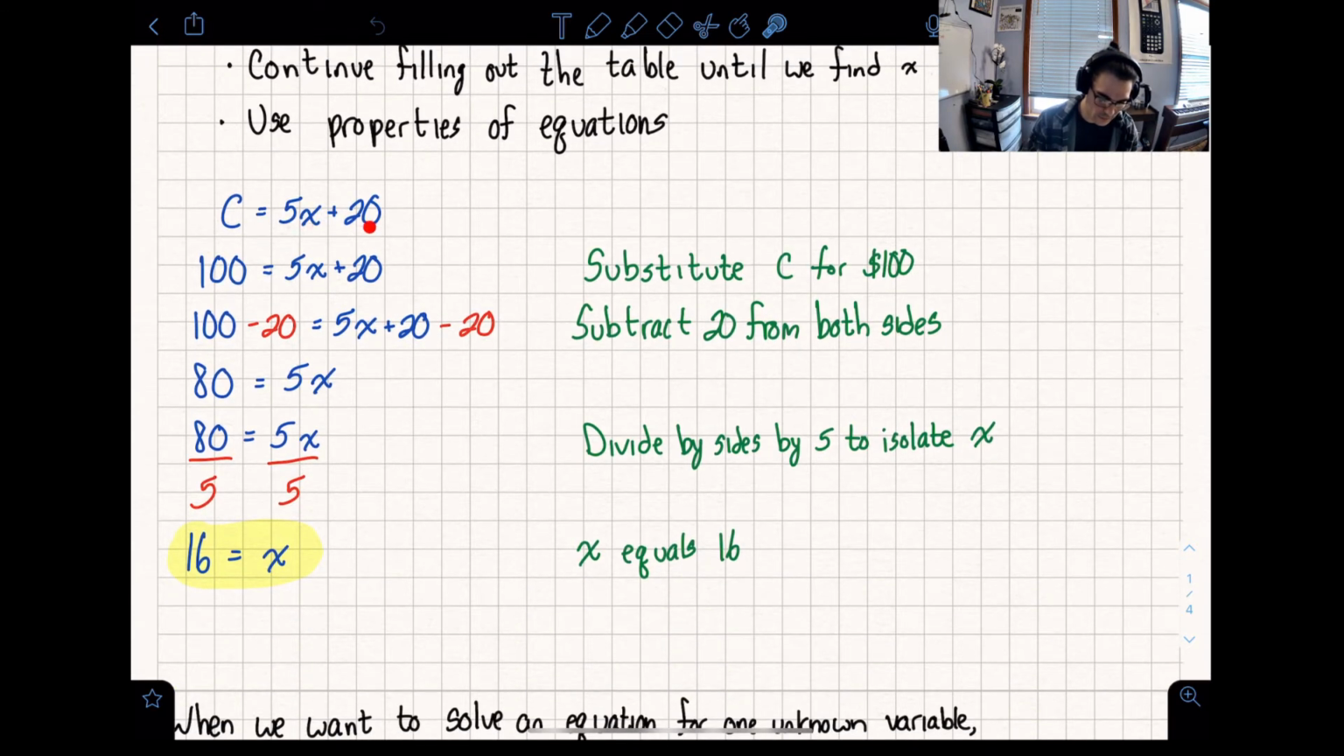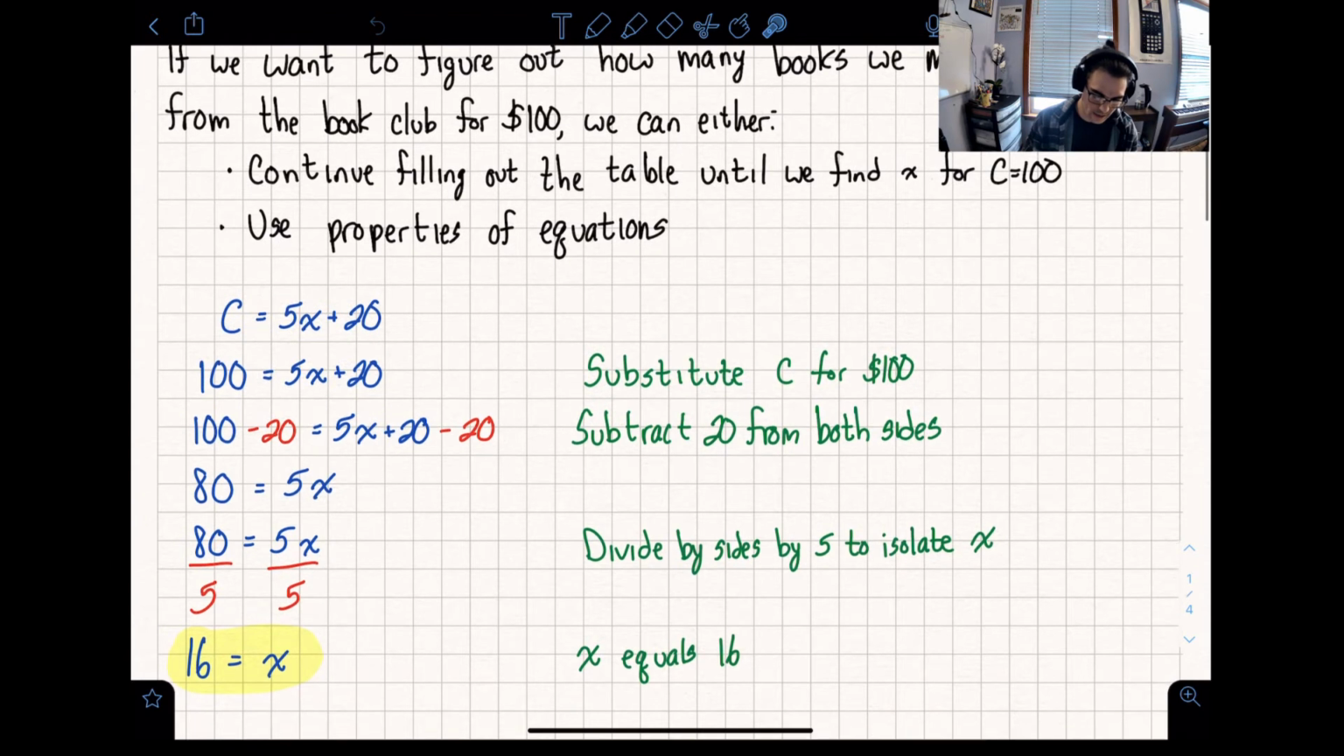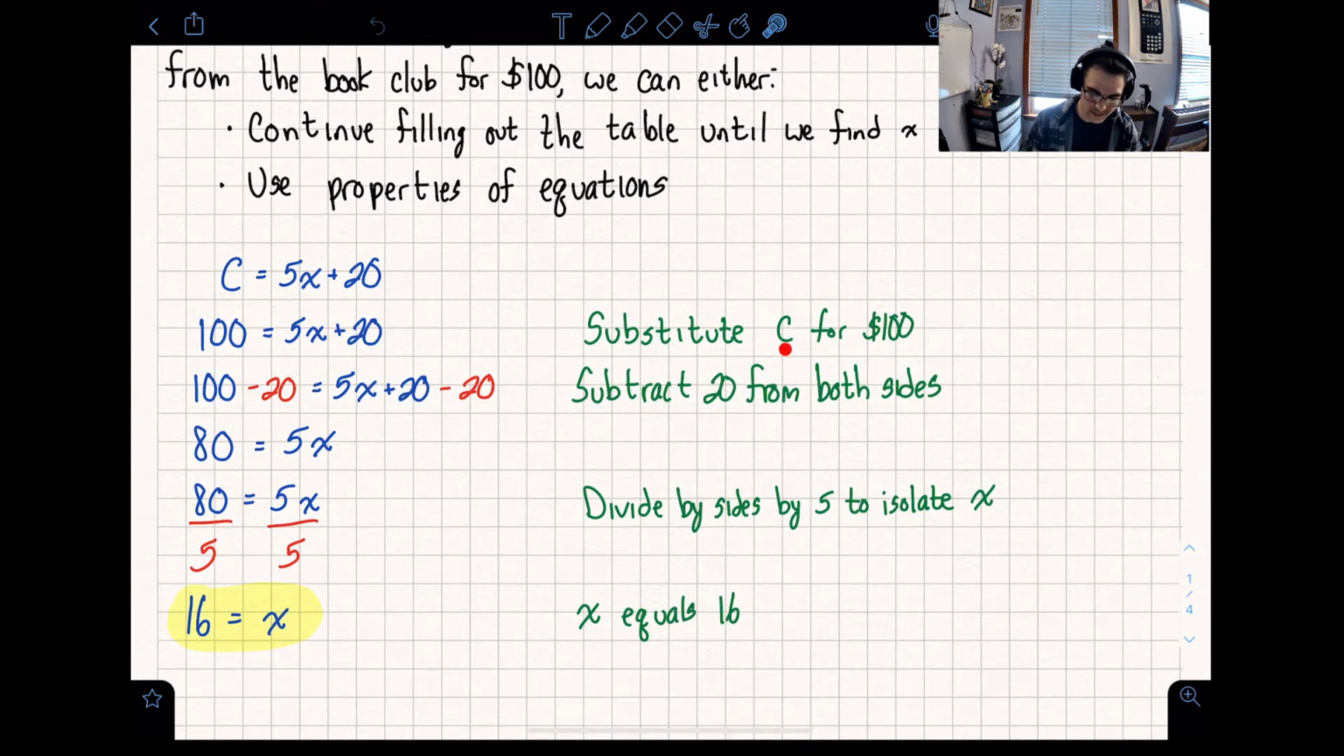So here is the original equation that we started off with. C equals 5x plus 20. Got that equation from right here. Now the first step is to substitute C for $100. So that's what I do right here. I rewrite the equation. Instead of C, I put 100. And the reason that C is replaced with 100 is, again, because we want to find out how many books it would take for the total price to reach $100.